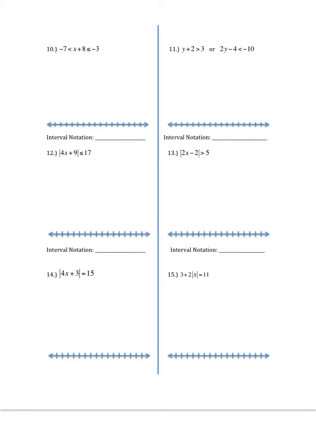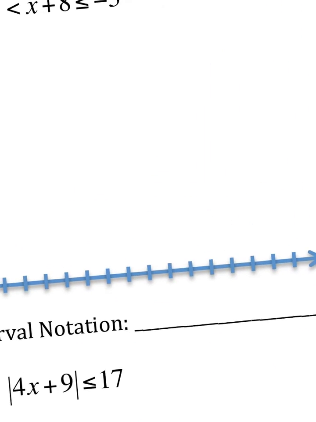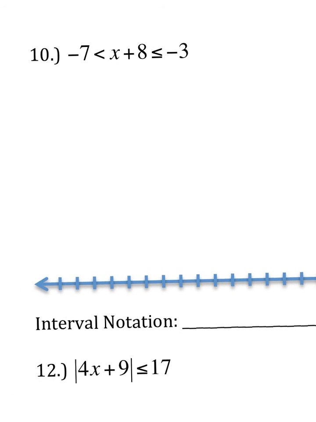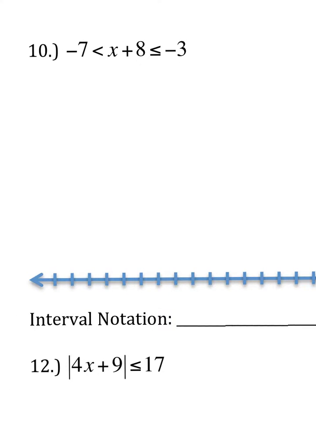All right, you ready for this? Number 10. Oh my. Two inequality signs. This is a three-headed monster where you got three sides. I'm going to kind of divide it up, because the key thing to remember is we need to do the same thing to all three sides.